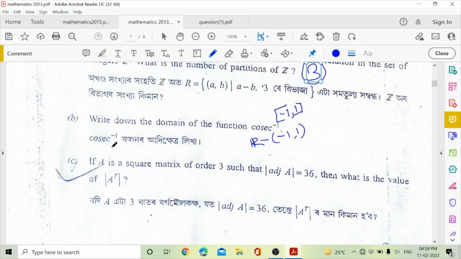Generally, what is the domain of sec inverse? Sec is the reciprocal of cos. That's why it will be real numbers minus, same, open interval minus 1 comma 1. In this way, what is the domain of cosec inverse? Cosec is the reciprocal of sine, so it will be real numbers minus open interval minus 1 comma 1. What is the domain of sec inverse? Same. Okay, so in this way you have to find out, correct?